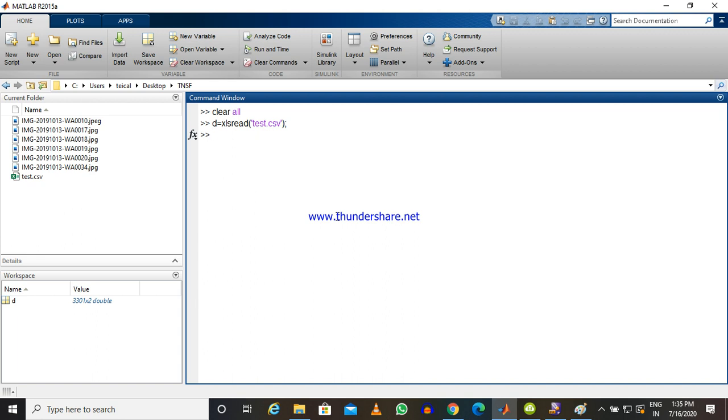Now I will isolate the values. I will define some range, say 200 to 600, some 400 samples I will take, and the first column.